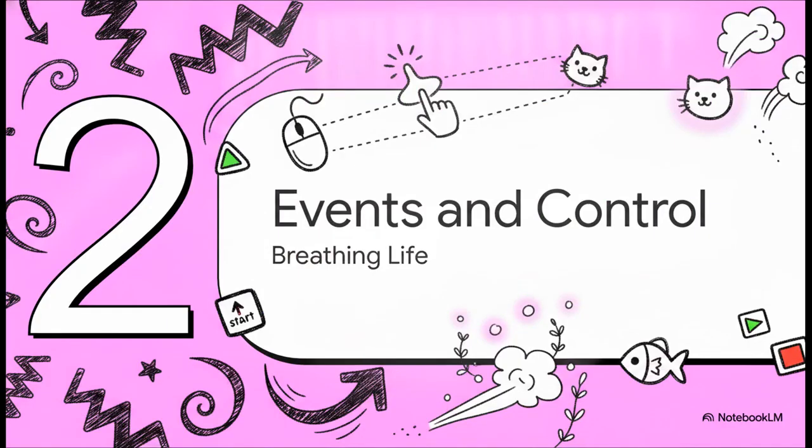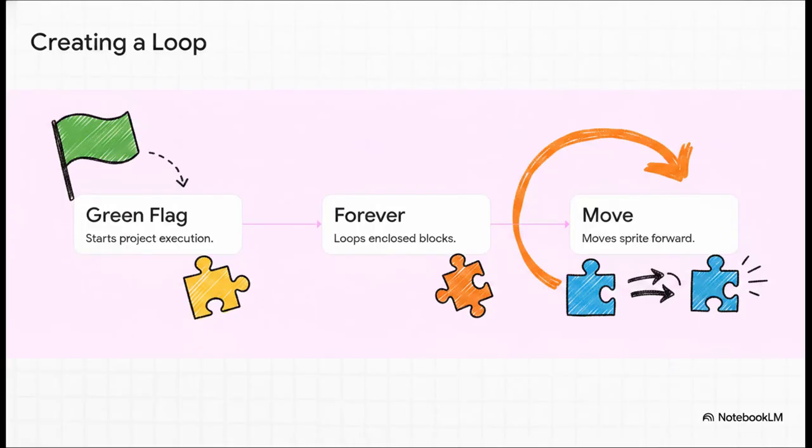Section 2. Events and taking control. Breathing life into your world. Now that our sprite exists physically on the stage, we need to tell it exactly when to act and how to behave. So, step 1.